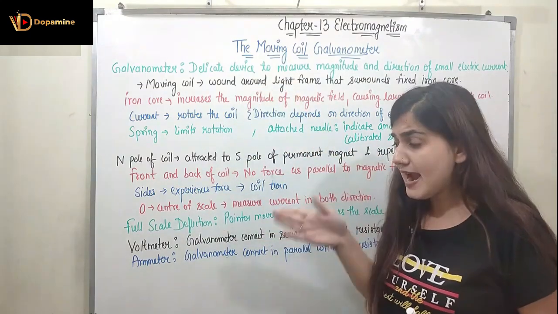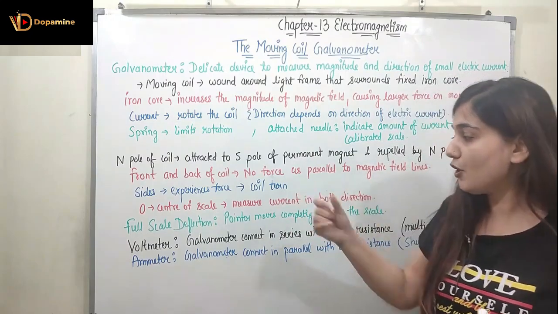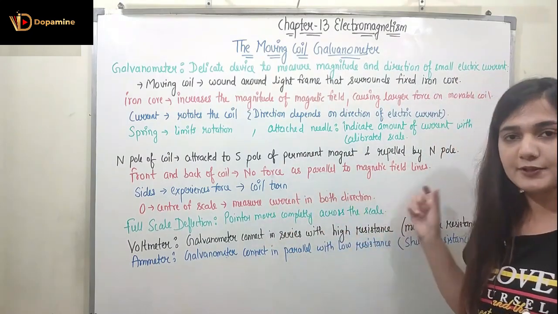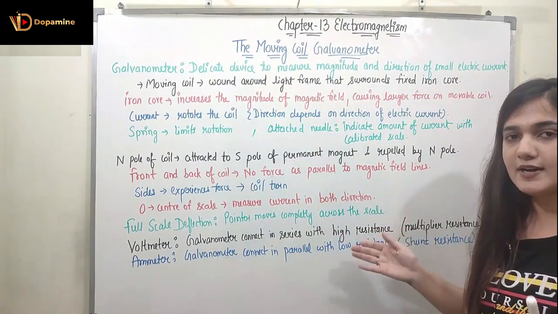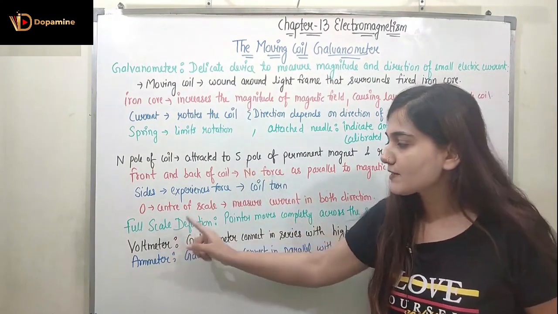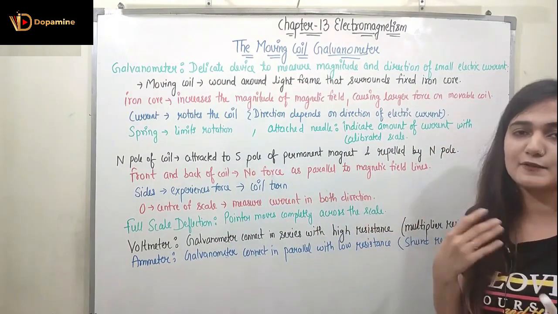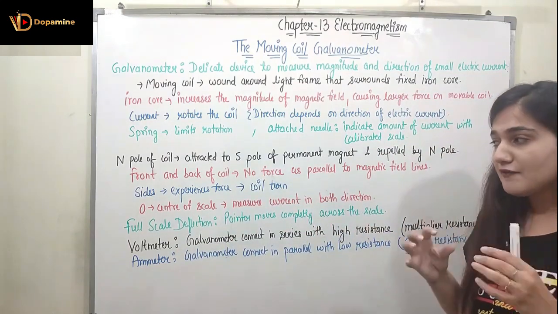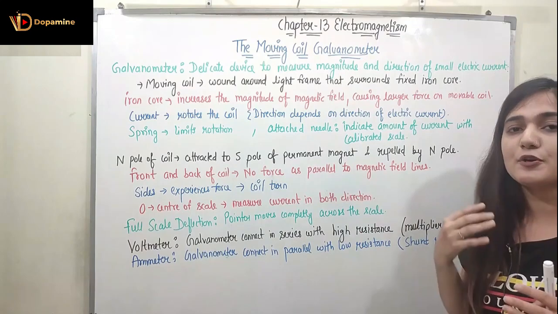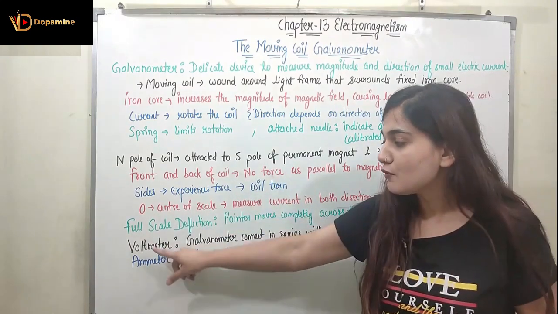Zero is at the center. The needle can be deflected on both sides of the zero, and it measures the current in both directions. Depending upon the direction of the current, the needle is going to move away from the zero. Now what is the full scale deflection? The pointer moves completely across the scale. It is called the full scale deflection, and we have to avoid this condition so as to protect our galvanometer from getting damaged. It can be used as a voltmeter.